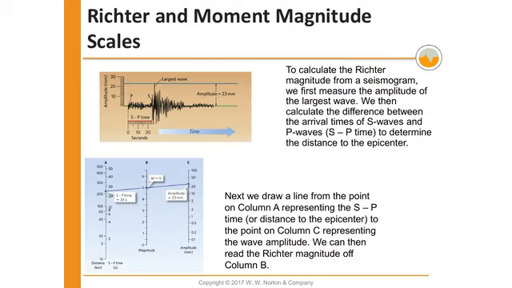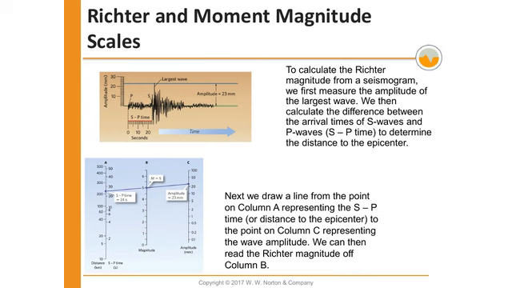To calculate the Richter magnitude from a seismogram, first, measure the amplitude of the largest wave, shown in the upper image as 23 mm. Then, calculate the difference in arrival times between S and P waves, known as S-P time, to determine the distance to the epicenter.